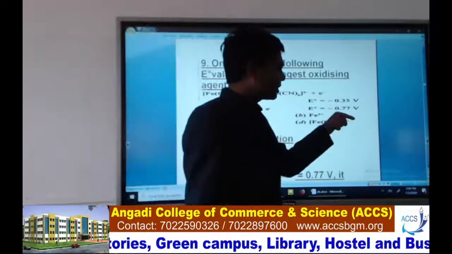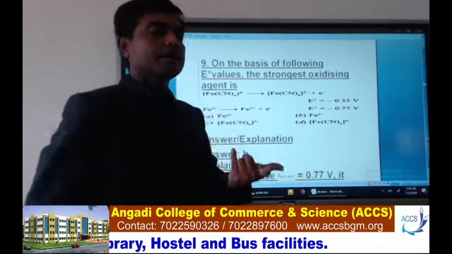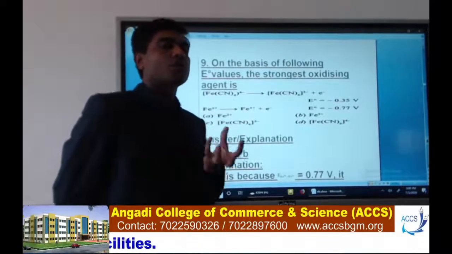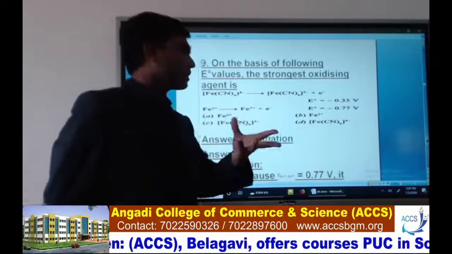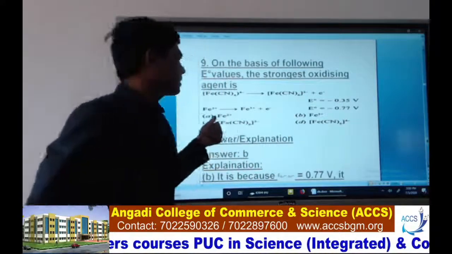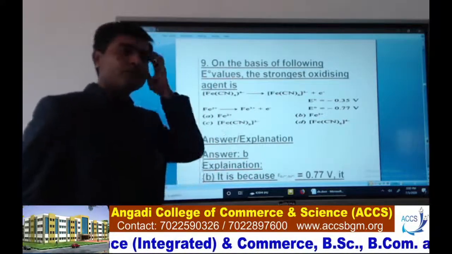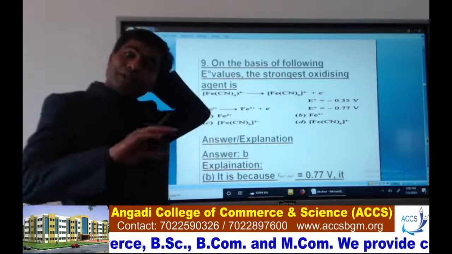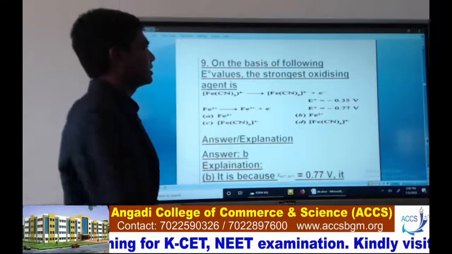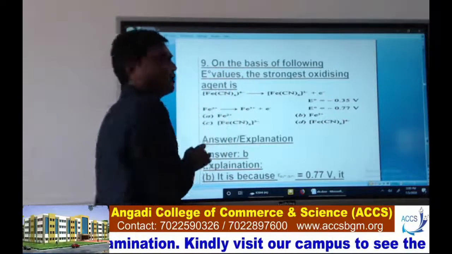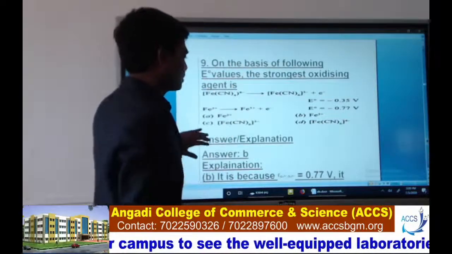As the reactivity goes on increasing, the positive value goes on becoming less. But here both have a negative sign. The higher the negative value, the stronger the reducing agent. The lower the negative value, the stronger the oxidizing agent. He has given 4 options. First you should think that the element which can be further oxidized is called a reducing agent. And based on the E0 values, he asked about the oxidizing agent.